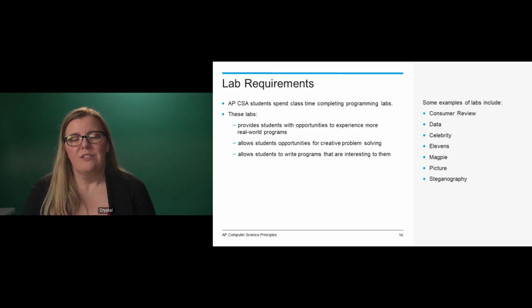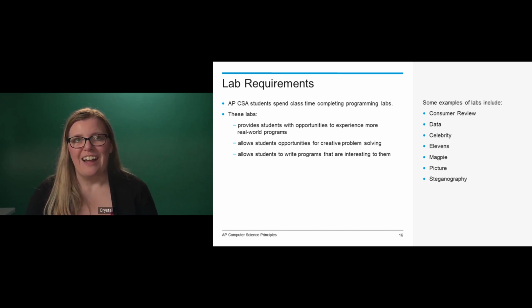Our course also has lab requirements. These are larger programs that students spend time on, where they have an opportunity to experience what it's like to deal with larger programs and have an experience that's a little bit more real world. There are opportunities for students to do creative problem solving and to write programs that are interesting to them. Some examples: we have a consumer review lab where, I don't know if you've heard this before, but some of the reviews online are actually not written by people. They're generated by computers. The consumer review lab simulates what that would look like by creating fake reviews.